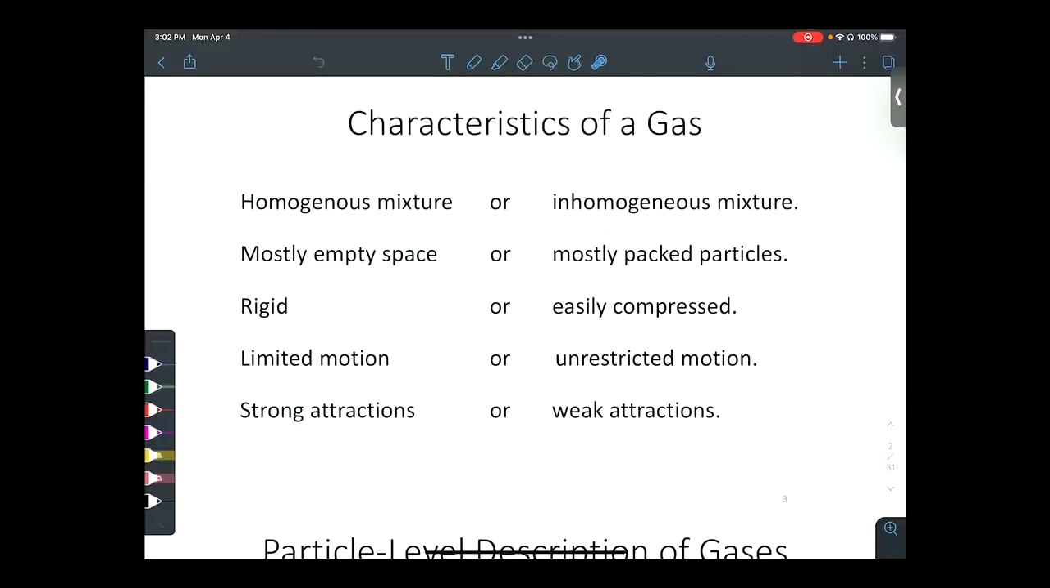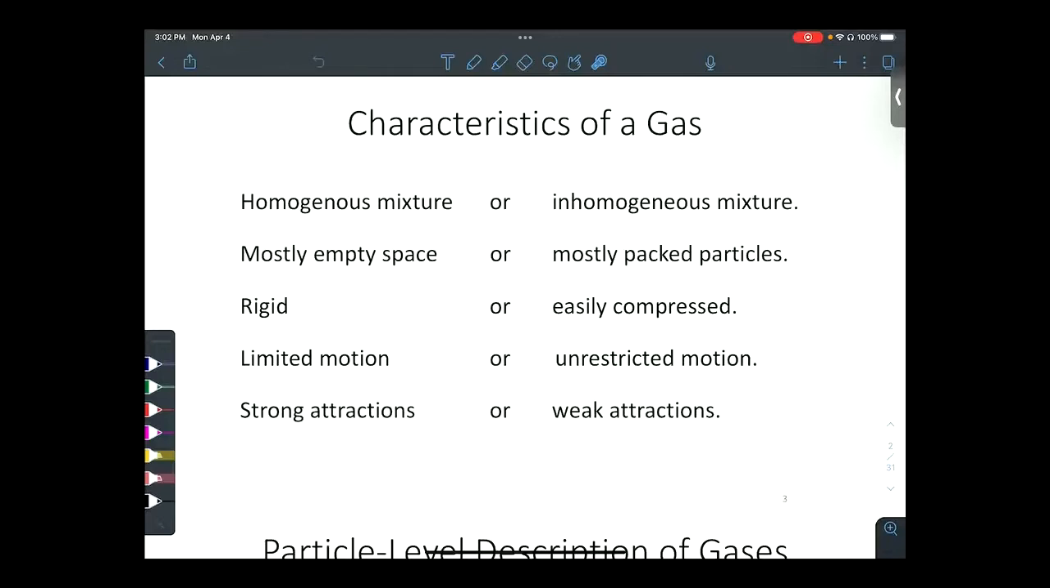All right, so let's ground ourselves and think about gases. Let's see if I can squish some misconceptions about gases. In your brain, think about a gas. Do we think a gas is a homogeneous mixture or an inhomogeneous mixture? What do we think? Homogeneous. Great.